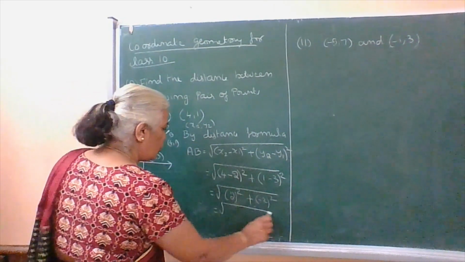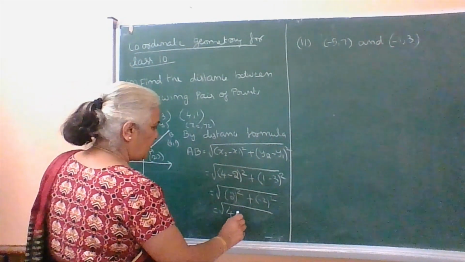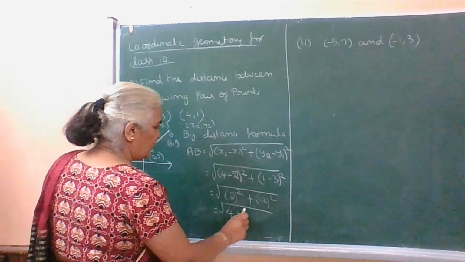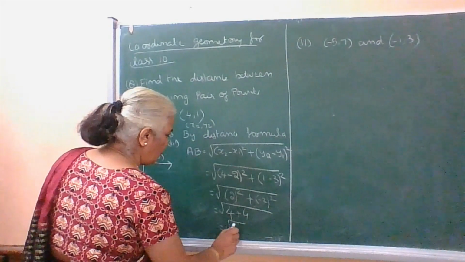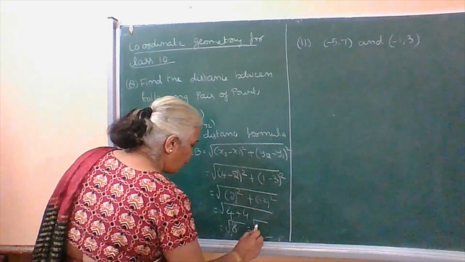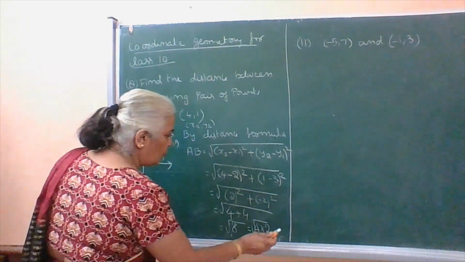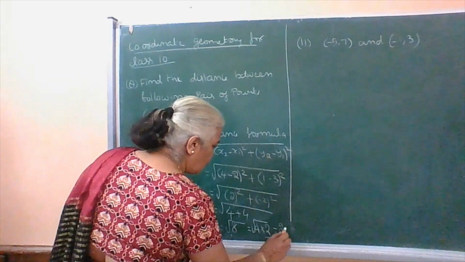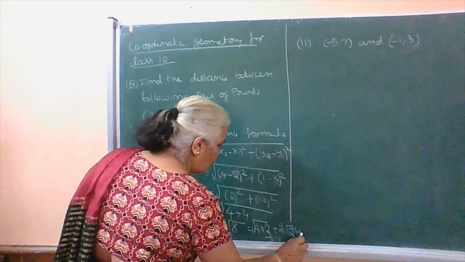This is plus 4 and this is minus 2 whole square is also plus 4. Minus 2 into minus 2 is also plus. Therefore, square root of 8, square root of 8 can be written as 4 into 2. Therefore, it is square root of 4 is 2. 2 square root of 2 units.